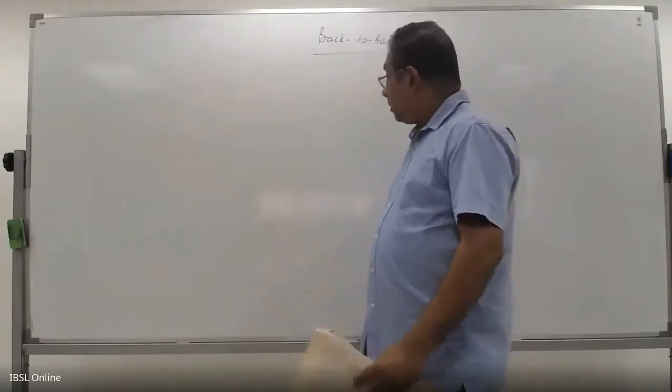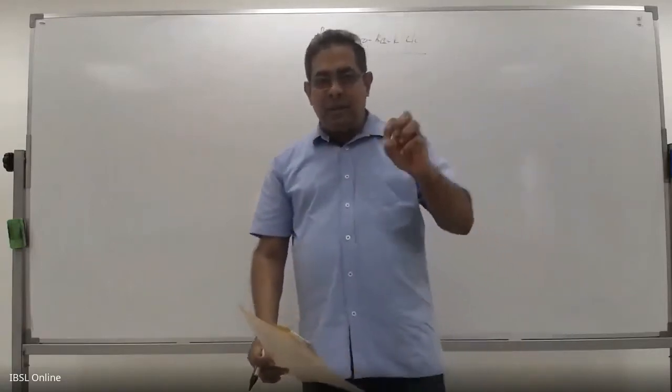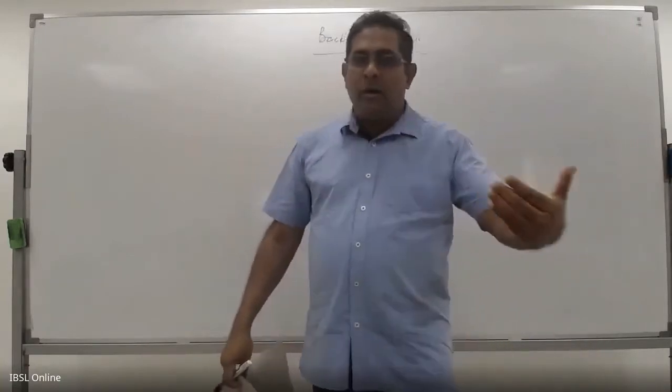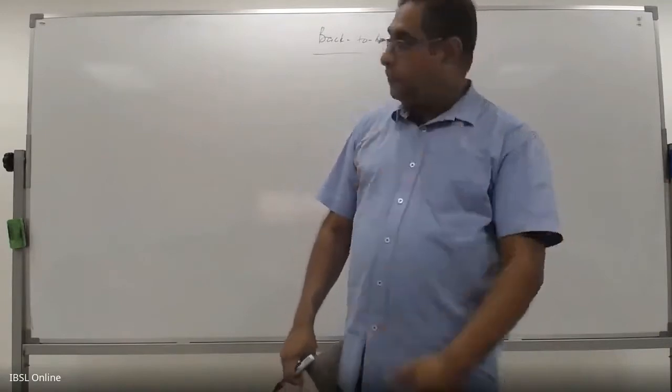Right. So a back-to-back letter of credit, back-to-back means one LC is backing the other LC. There's a big LC called the master LC, backing the smaller LC or the baby LC. That's what we call back-to-back. Right.